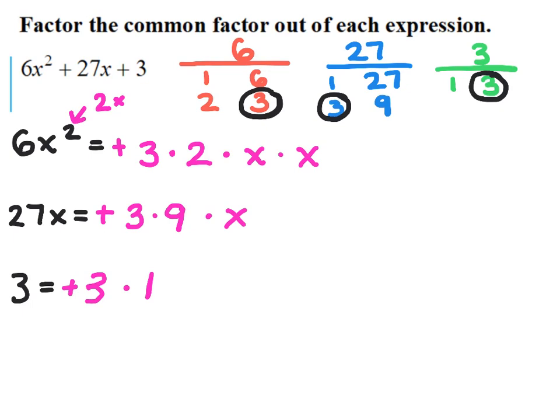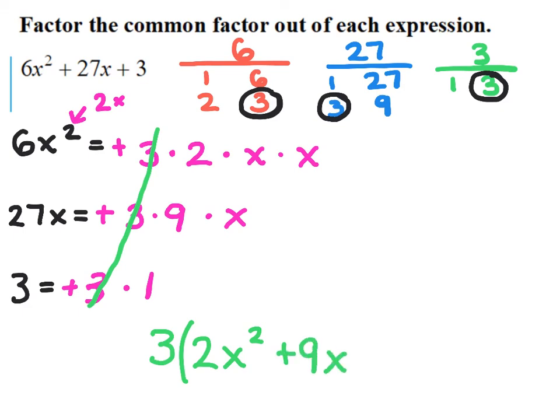Now I want to cross out all of my greatest common factors. So in this case, there's a 3 in every single one of these. So I can factor out a 3, and then I'm left with positive 2x squared, because there's 2 x's, plus 9x plus 1.